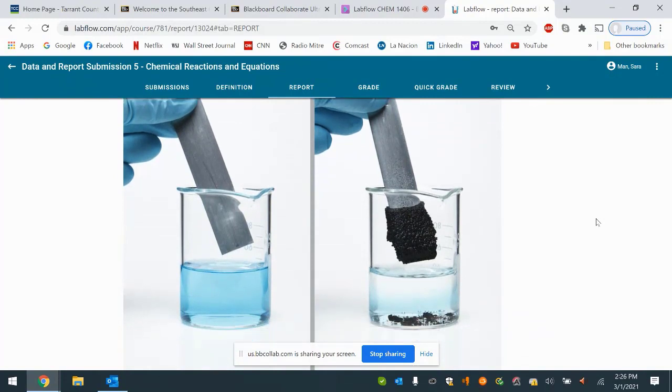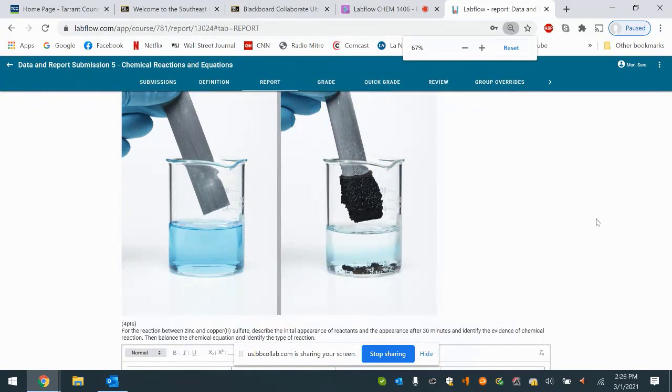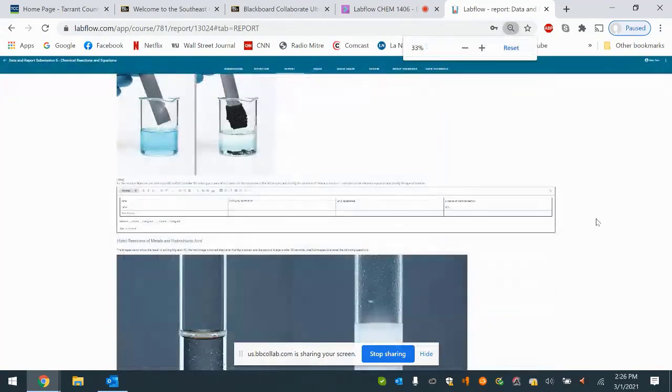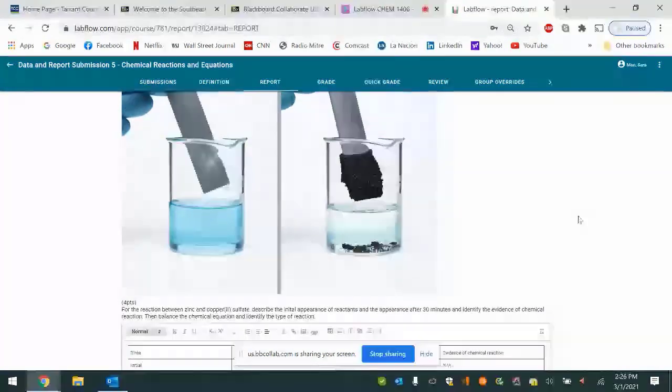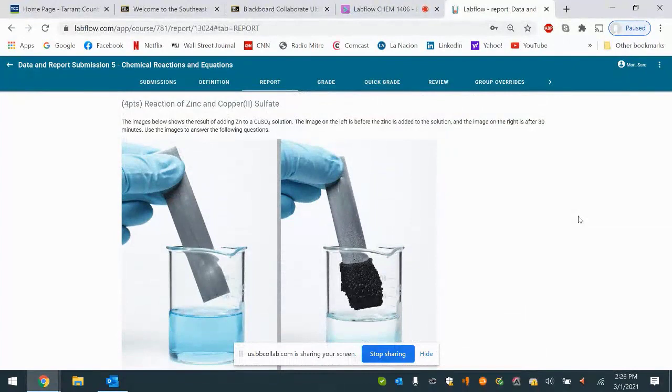You are going to observe this picture, and you have the picture before the reaction and after the reaction. So I'm trying to guide you on how to complete this report. You are going to read everything. Here it says reaction of zinc and copper sulfate.